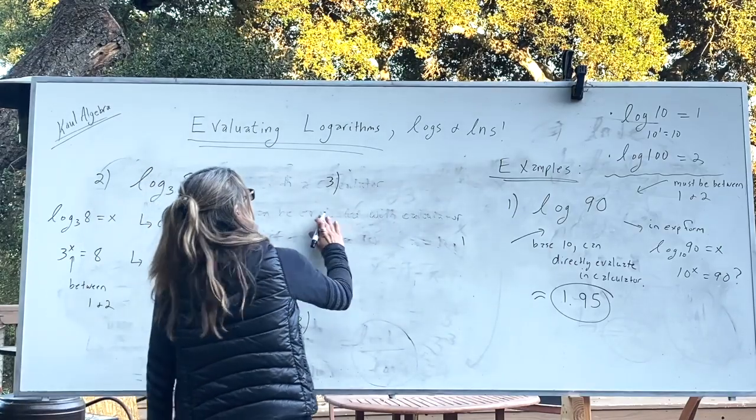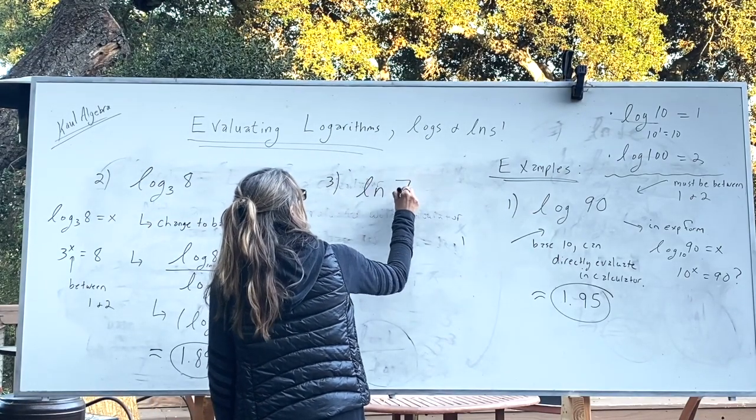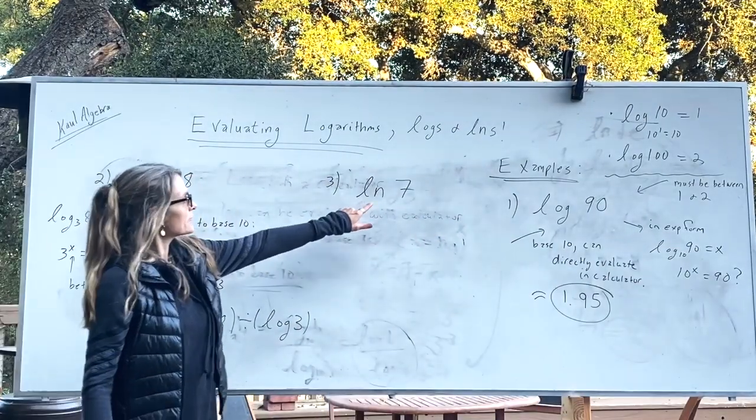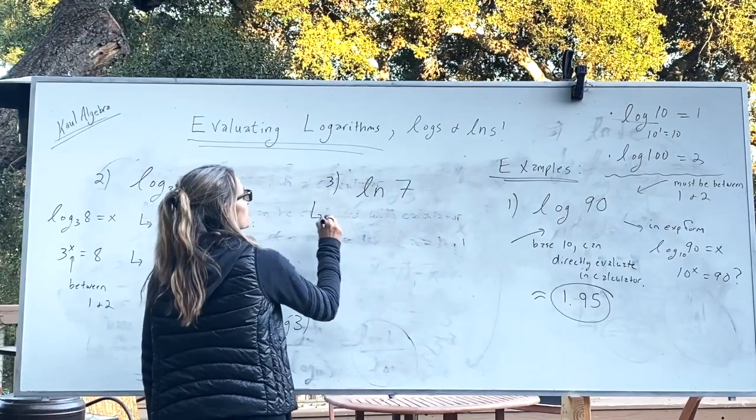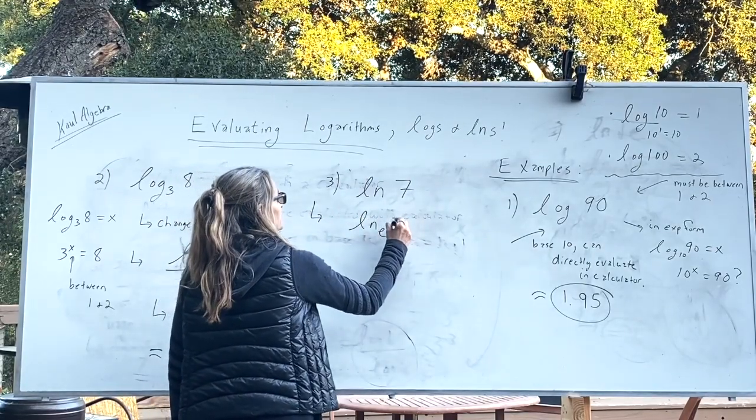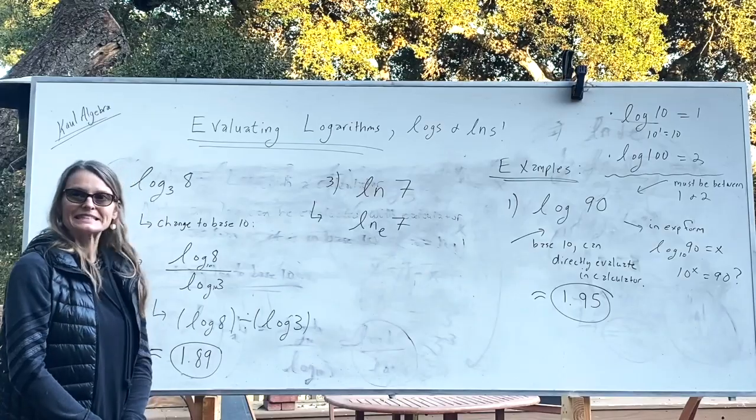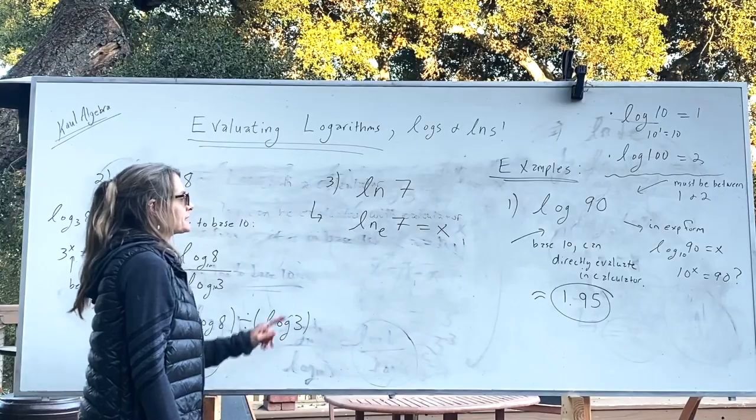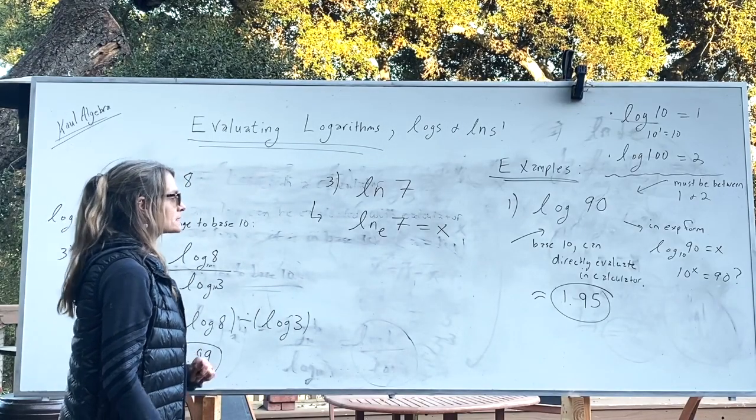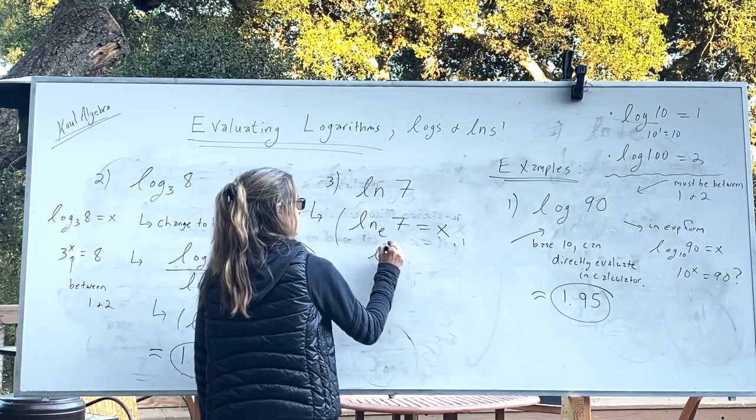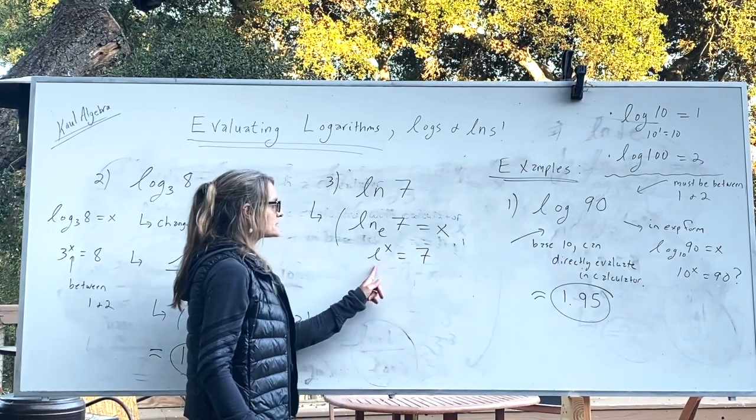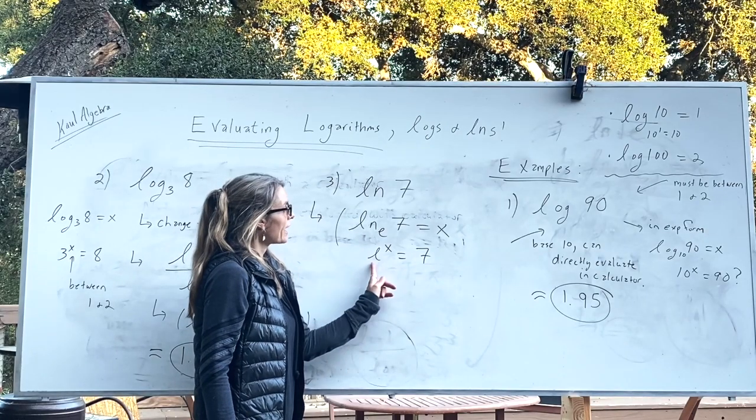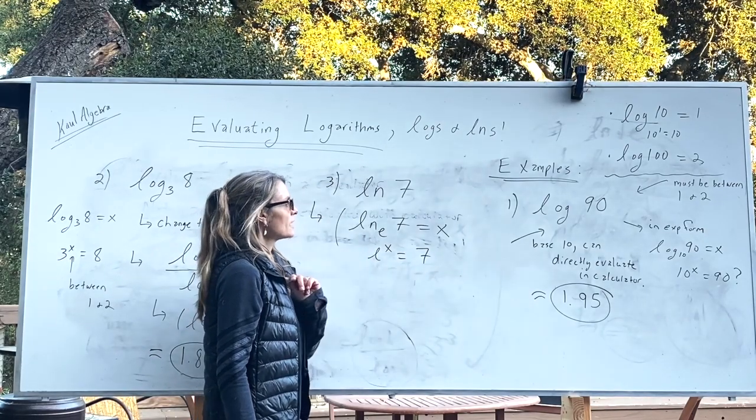Let's move on and do a quick ln value. Let's try ln of 7. Here's a natural log, and natural logs have a base e. So we have ln, base e, of 7 equals x. If we convert this to exponential form, this would be e to the x equals 7, and I cannot make this 7 the same as base e. So what I have to do is approximate this.